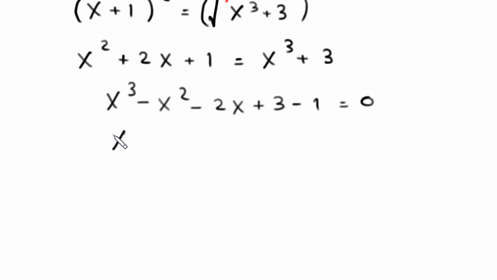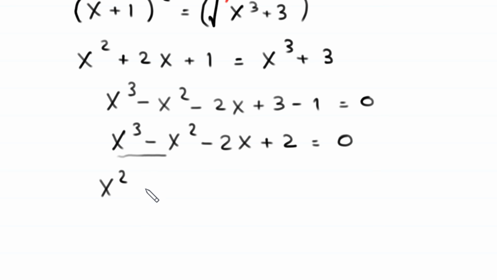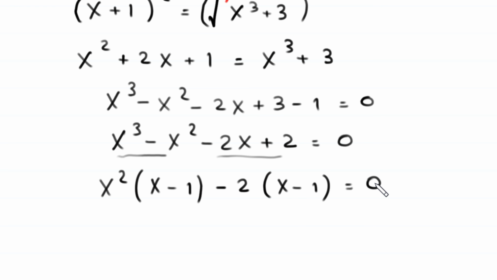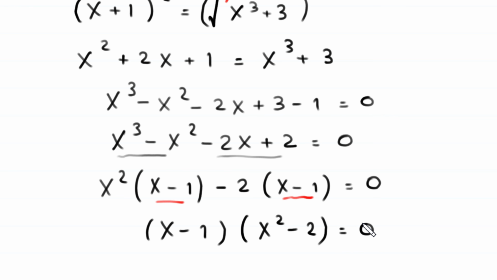Further simplify, this will become x cubed minus x squared minus 2 times x, 3 minus 1 is plus 2 equal to 0. From these two terms, x cubed minus x squared, we can factor out x squared, in bracket left x minus 1. And from these two terms we can factor out negative 2, in bracket left x minus 1 equal to 0. As you can see, this expression x minus 1 is a common factor, so we factor out this x minus 1, and in bracket left x squared minus 2 equal to 0.